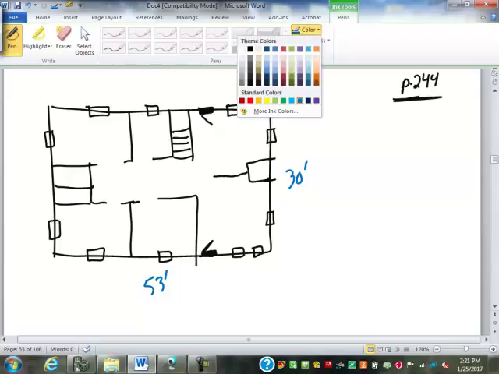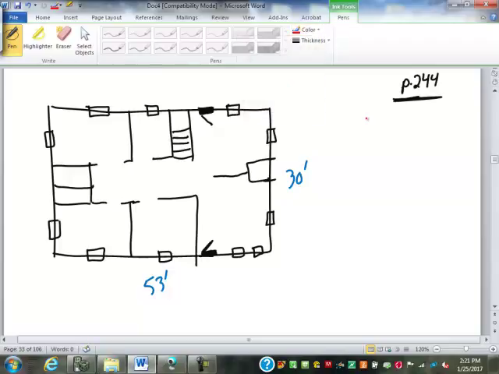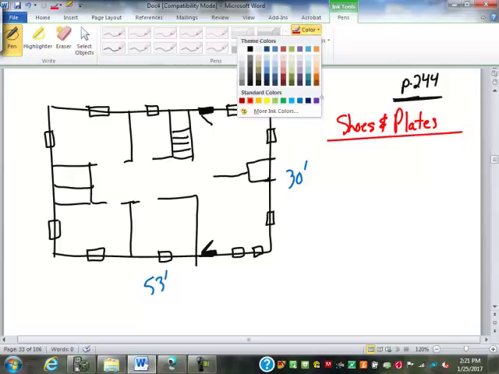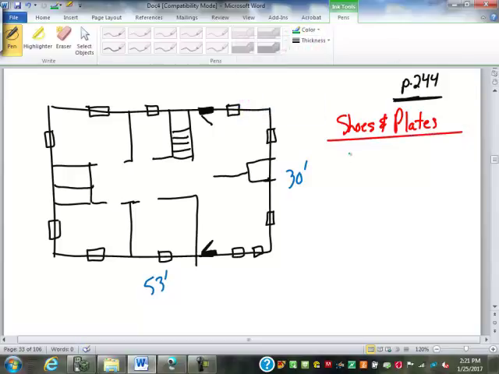So let's start out here with our shoes and plates, or more often just called bottom plates and top plates. Remember, to find that in linear feet, it's simply going to be 3 times the perimeter. So what is the perimeter of this one, guys?